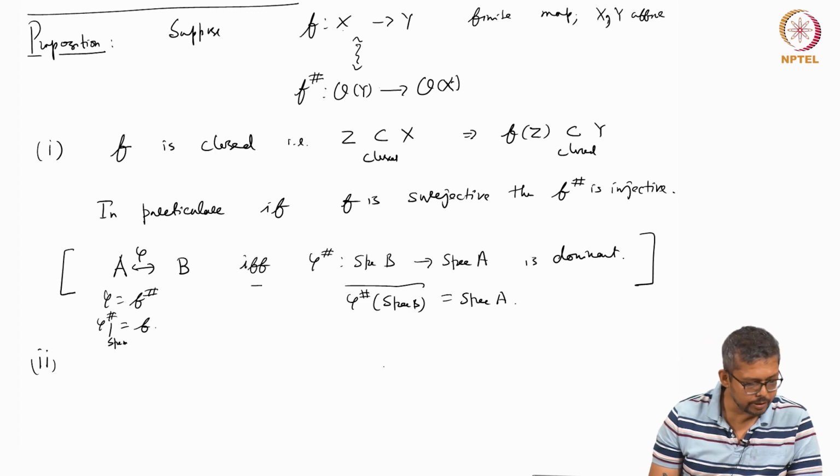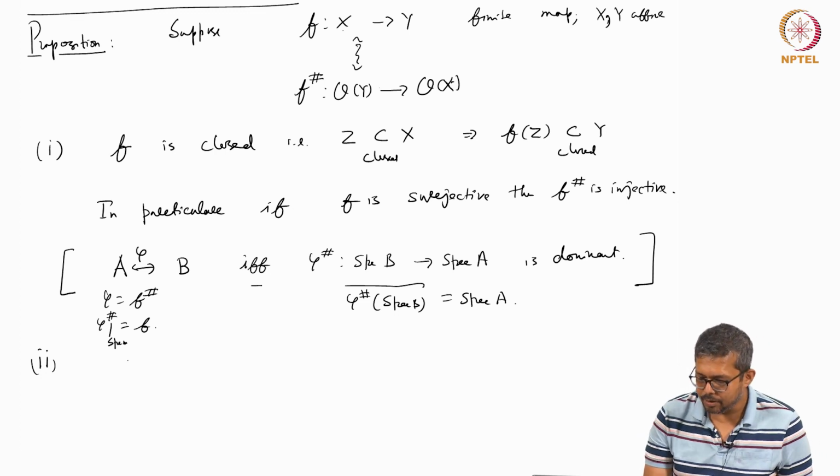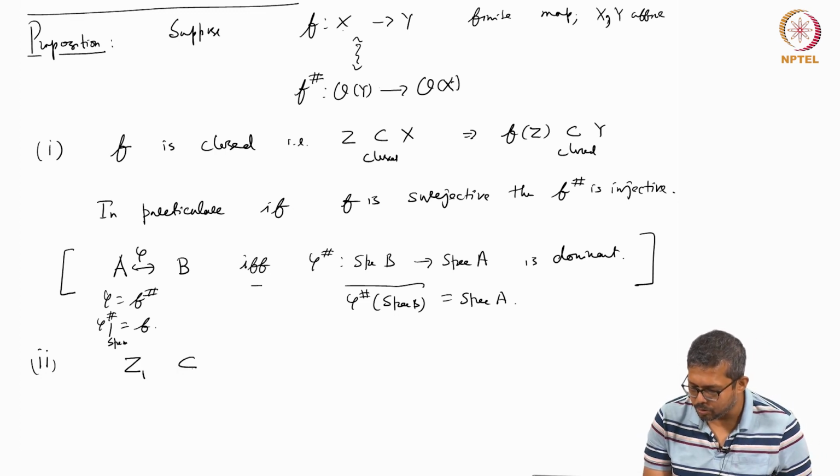Okay. So now the second thing is that now suppose you take two closed subsets Z1 and Z2. They are both closed.